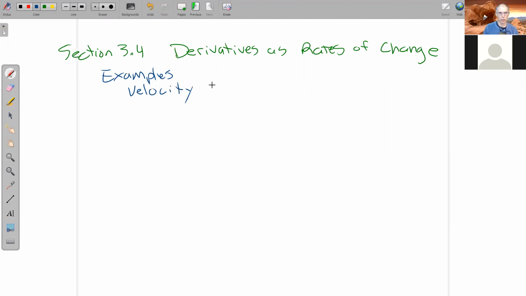So when we drive a car, we measure in miles per hour. In physics, often we do meters per second. Acceleration, which is a change in velocity.